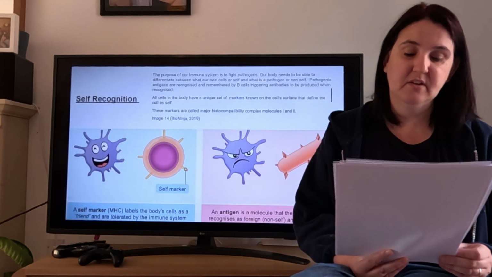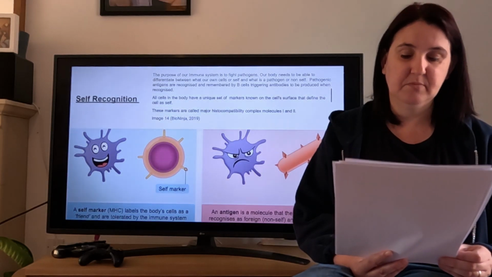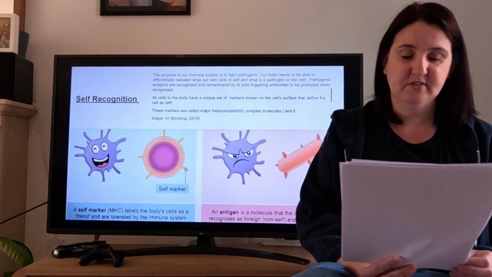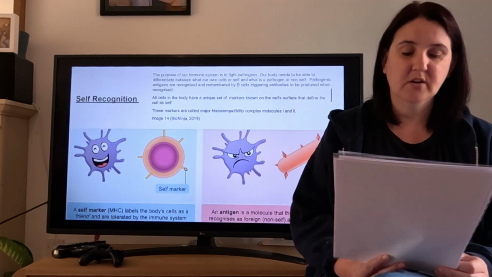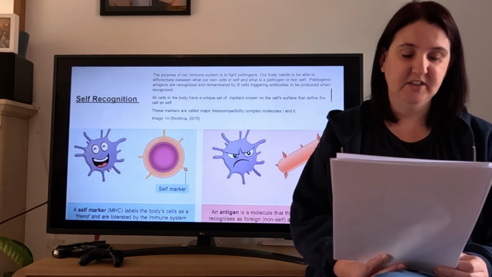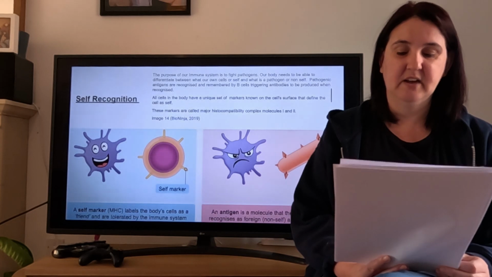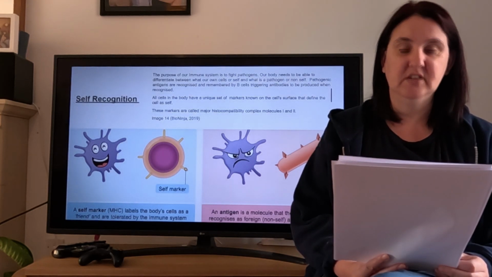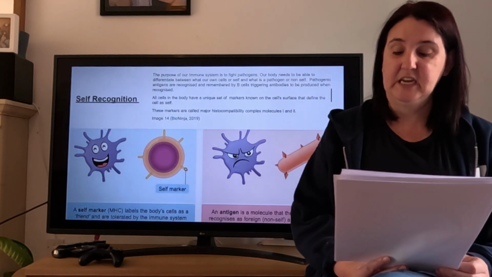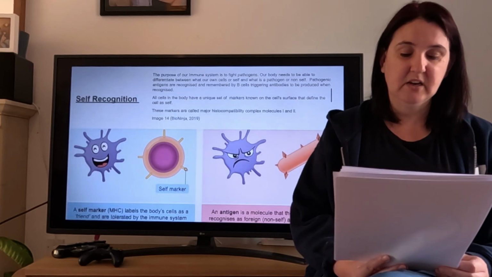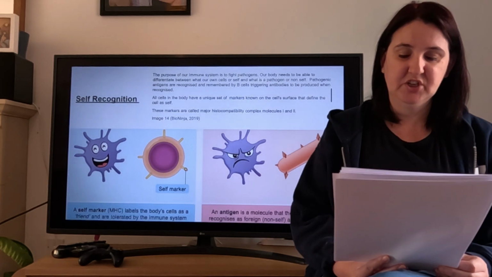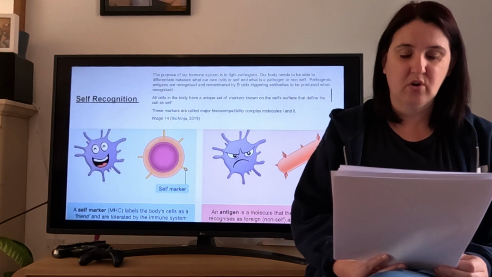Pathogenic antigens are recognised and remembered by B cells, triggering antibodies to be produced when recognised. All cells in the body have a unique set of markers on the cell surface that define the cell as self. These markers are called major histocompatibility complex molecules 1 and 2. MHC1 is found on all nucleated cells and creates an immune response against endogenous antigens. MHC2 is found on antigen-presenting cells that bind and present to CD4 and T cells, creating an immune response to exogenous antigens.